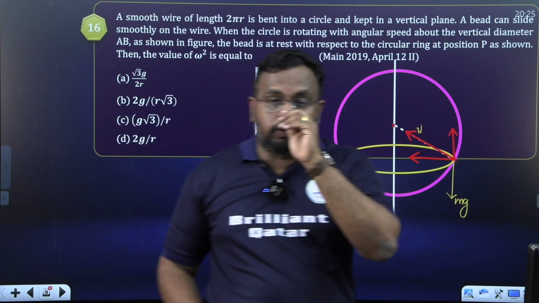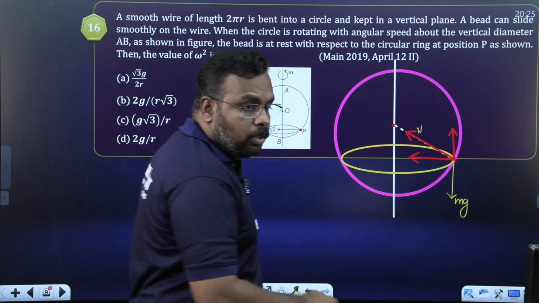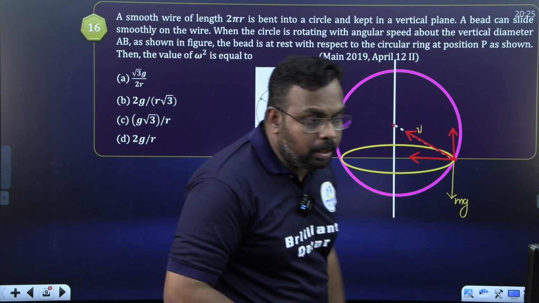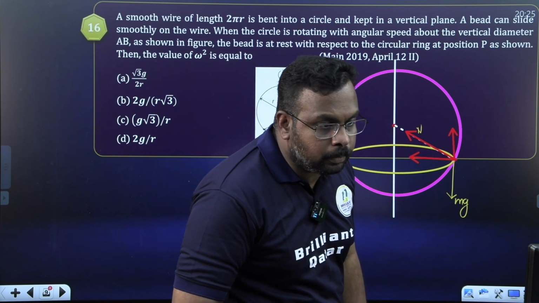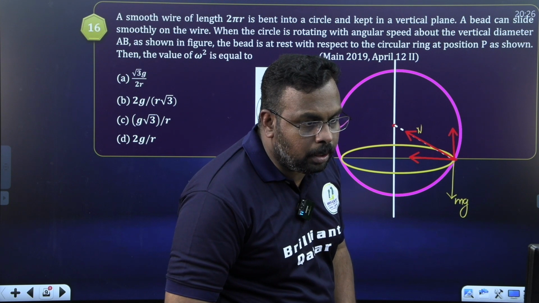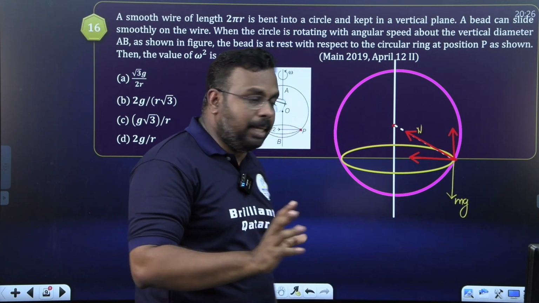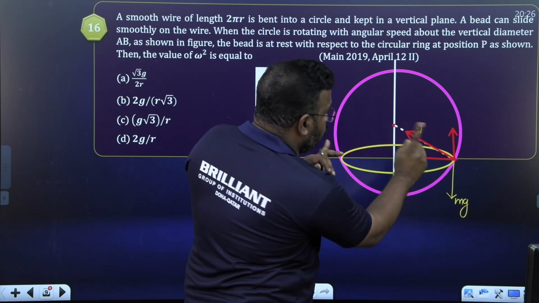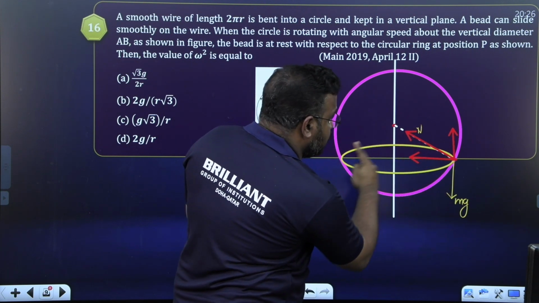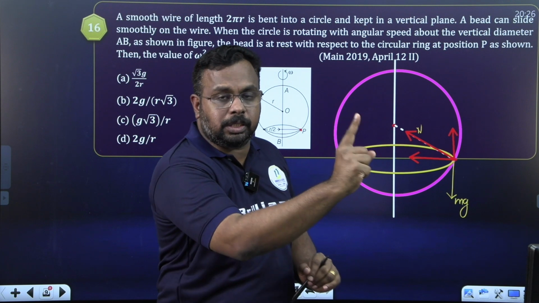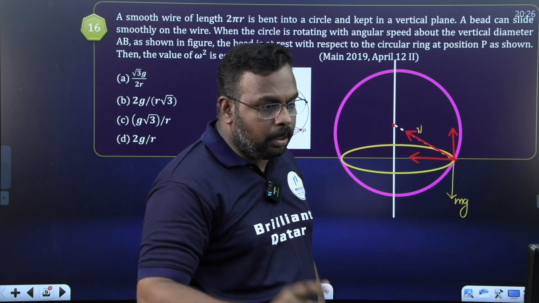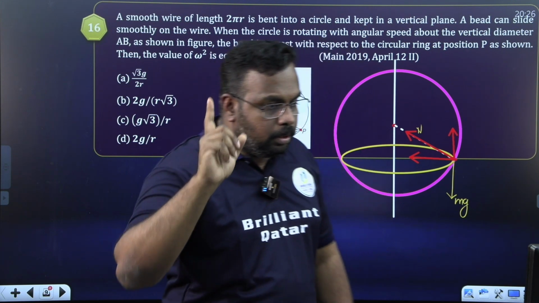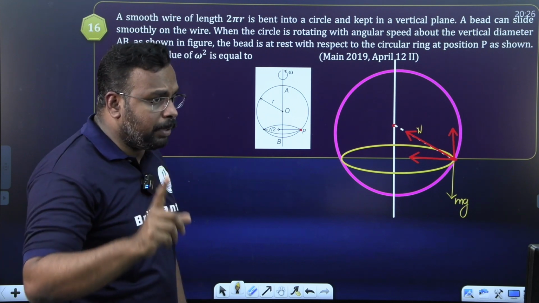Why it is not moving down means the weight of the body... it's not a disc, this ring itself is like a loop. That loop is rotating. So surely this circle is showing the path through which that bead is rotating. Clear, Aditya? What is happening there?